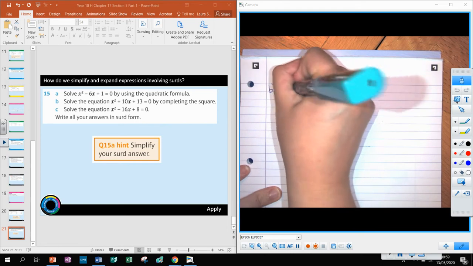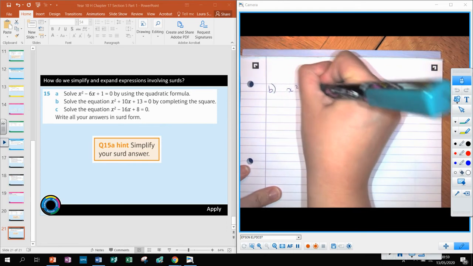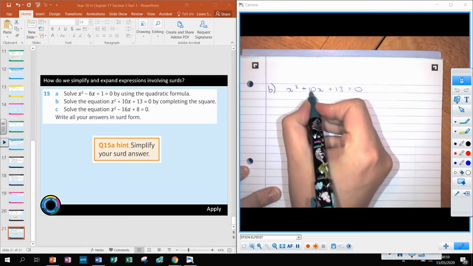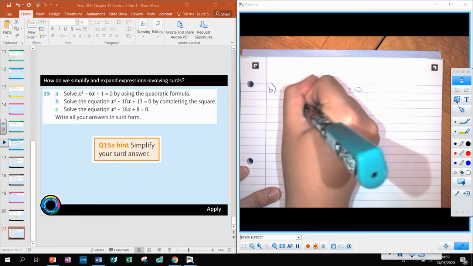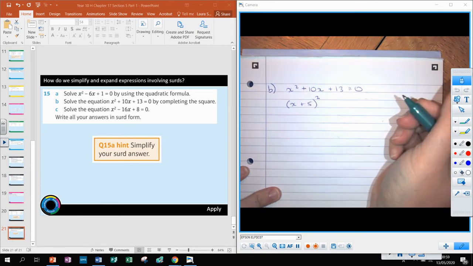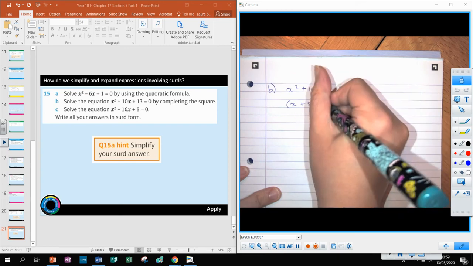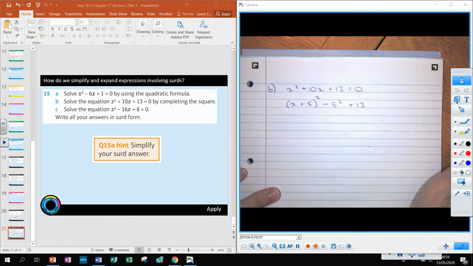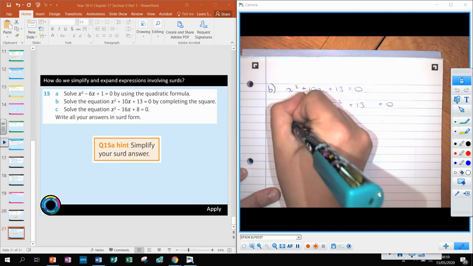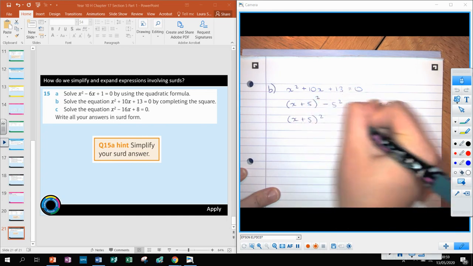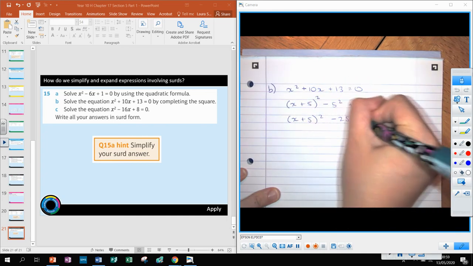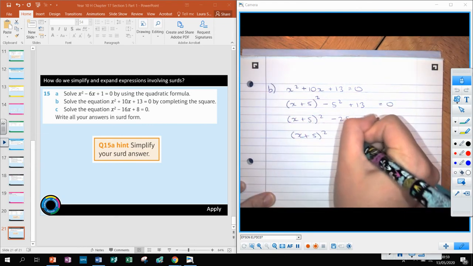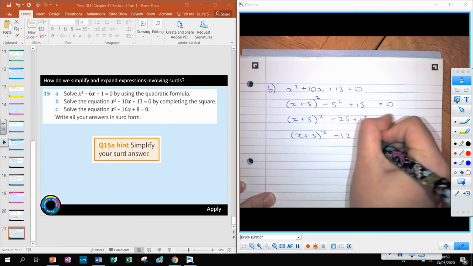Right, so we have x squared plus 10x plus 13 is equal to 0. So let's complete the square. Remember, we cut this in half, so we have (x plus 5) squared. We have to take away this extra bit, so minus 5 squared, and then plus the 13 that was already there, all equal to 0. We get (x plus 5) squared, and then minus 25 plus 13 equals 0. (x plus 5) squared, and then minus 25 plus 13 is minus 12, equals 0.